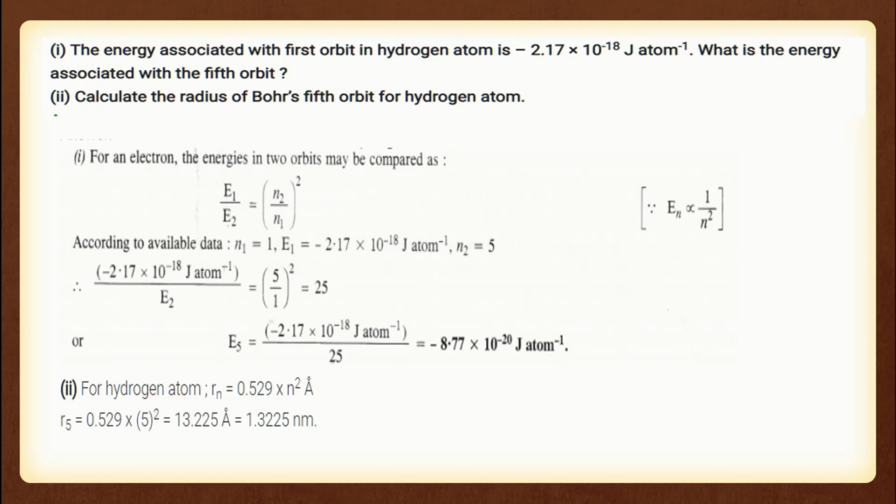For hydrogen atom, the radius is Rn = 0.529 × n² Angstrom. R5 is equal to 0.529 × 5², which is equal to 13.225 Angstrom, which is equal to 1.3225 nanometers.